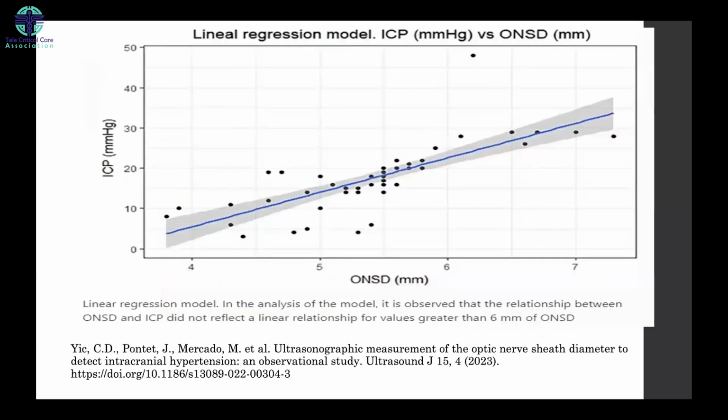Now, does it mean that the increase in the optic nerve sheath diameter will always correlate with the increase in the ICP? It is not. So after ICP increases more than 13 to 14 mm of Hg, up to a certain point, optic nerve sheath diameter will correlate with the increasing ICP. Up till 6.5 mm of optic nerve sheath diameter is where we can see a linear correlation with the increase in the ICP. After that, the linear correlation between the optic nerve sheath diameter as well as the rise in ICP does not exist.